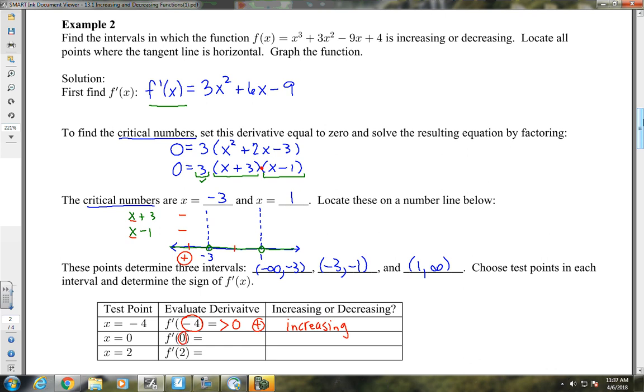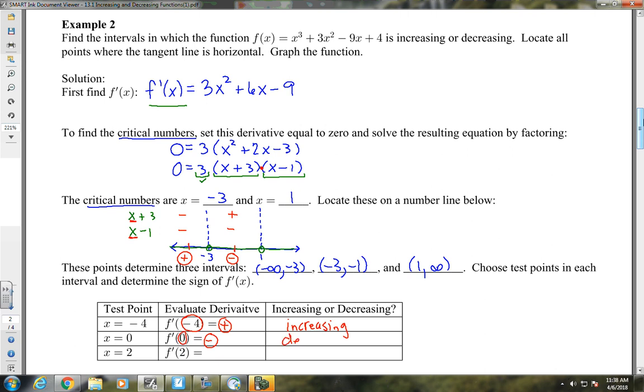0 is very convenient. So my test point, again, is in the middle of that interval. I'm going to plug that test point 0 into each factor. When I plug it into this first factor, 0 plus 3, I get a positive number, and 0 minus 1 gives me a negative number. Now, a positive times a negative is a negative. So we can see that our derivative is negative on that interval. In fact, we should simplify this notation and just say derivative is positive here, derivative is negative here.